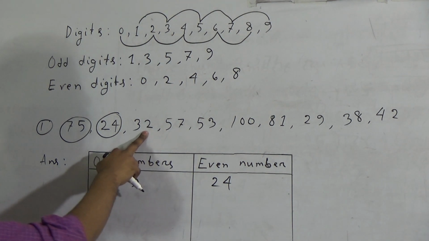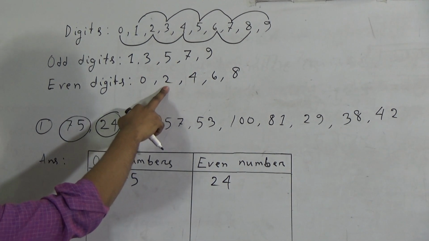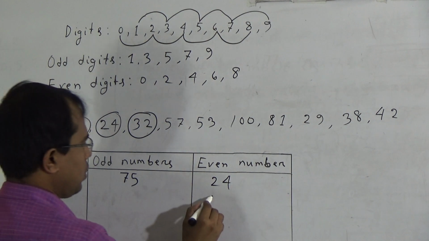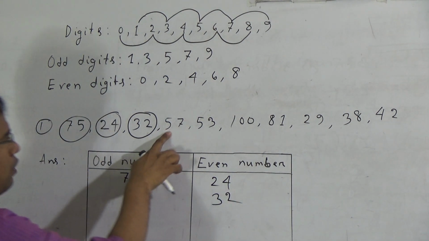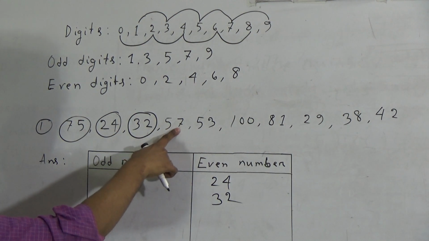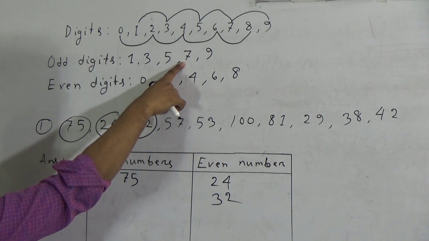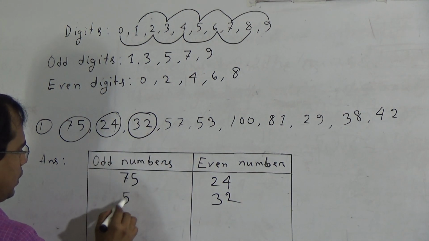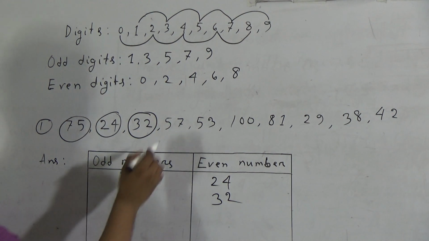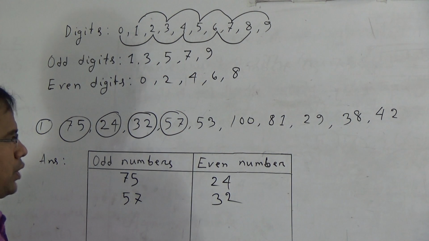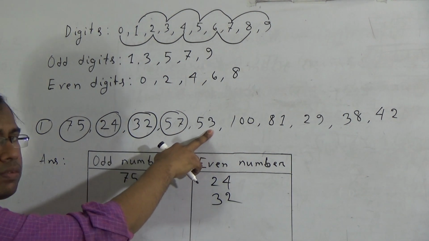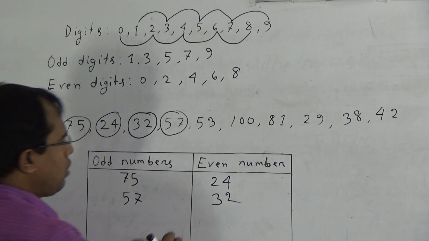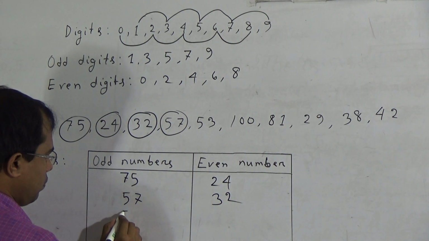Now 32. Here the ones place digit is 2, which is an even digit. So 32 will be an even number. Now 57. Here the ones place digit is 7, which is an odd digit. So 57 will be an odd number. We will write 57 here. Now 53. Here the ones place of 53 is 3, which is an odd digit. So 53 will be an odd number.